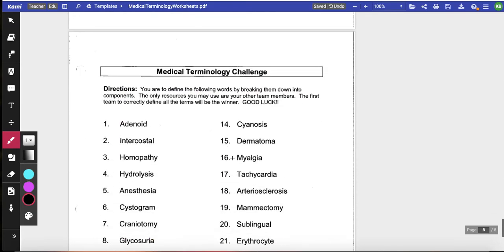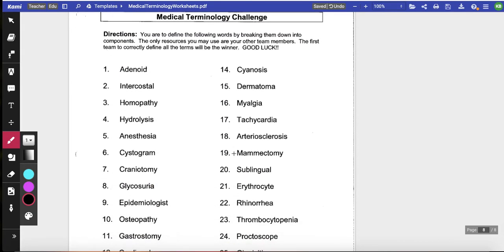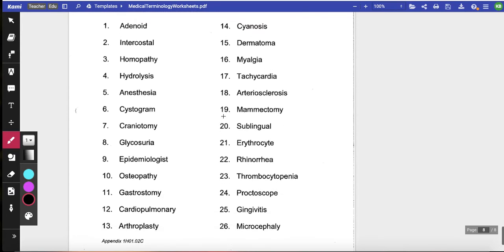Sorry, y'all. Last page here. We had the medical terminology challenge. I told y'all that I wanted you to try to do this one on your own. So here's what I'm going to do. I'm not going to solve all of these for you, because again, I do want you to be able to figure them out on your own. If you have not been able to, or you got stuck on a couple and you are not sure what they would mean, I'm going to split the words.